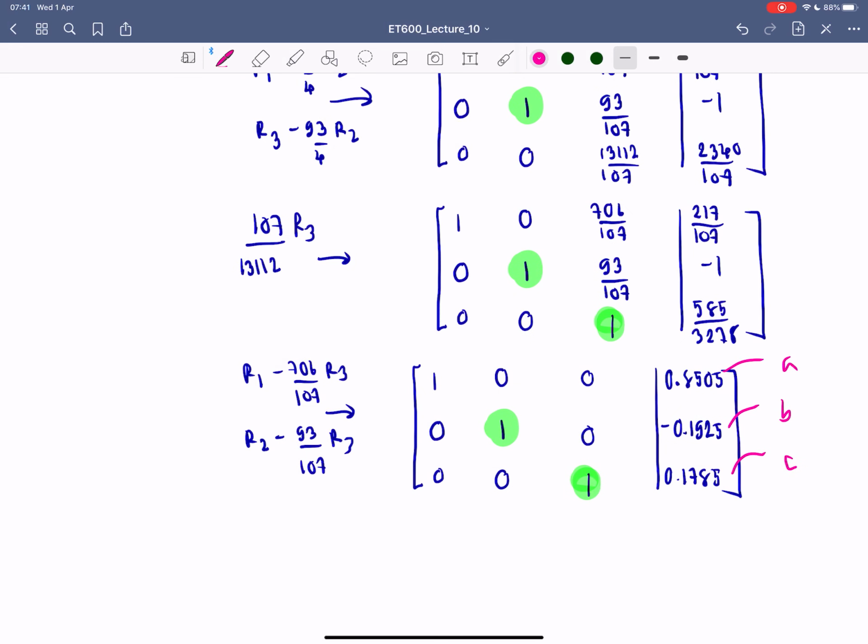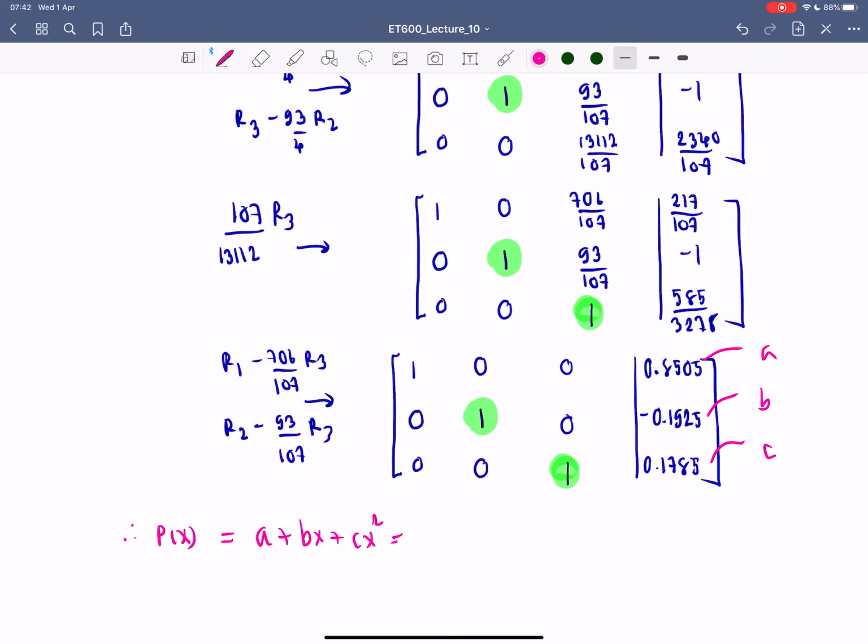After you've got A, B, and C, then you get the quadratic regression. So your P of X that you are finding, and you can use it to approximate the data points in such a way that the summation of the square of the error is minimum with the least square technique. It's A plus BX plus CX squared. And you just put your A, your B, and your C right down.